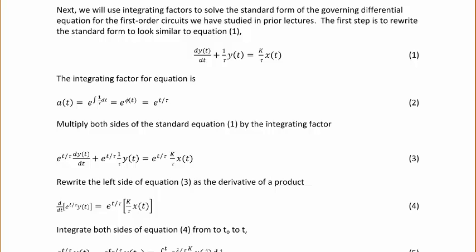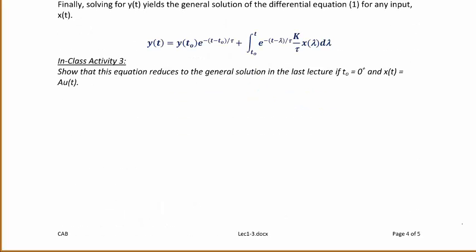So now we rewrite the left side as the derivative of a product as we did before, and you get the derivative with respect to time of e to the t over tau y of t equals e to the t over tau times k over tau x of t. Integrate both sides of equation 4 from t naught to t, which yields y of t is equal to y of t naught e to the negative t minus t naught over tau, plus the integral from t naught to t, e to the negative t minus lambda over tau, k over tau x of lambda d lambda.